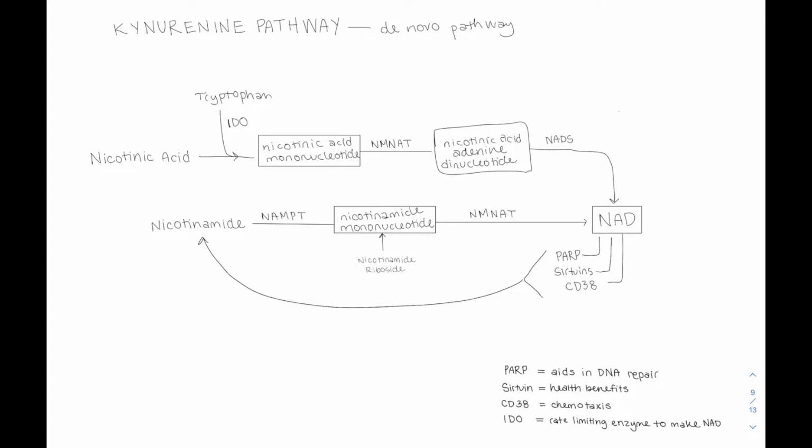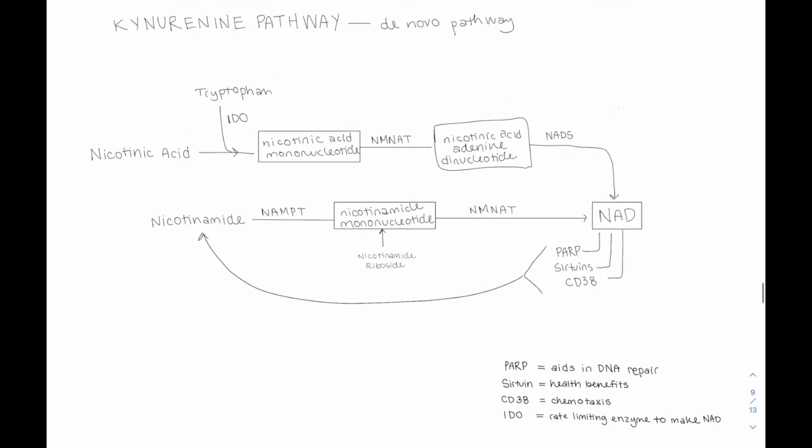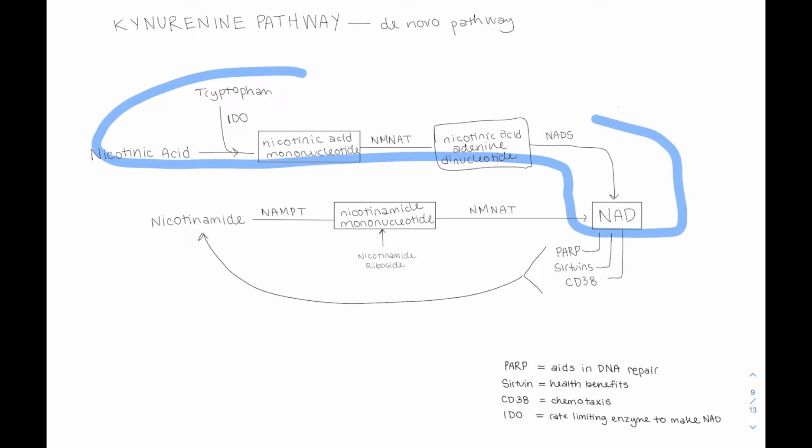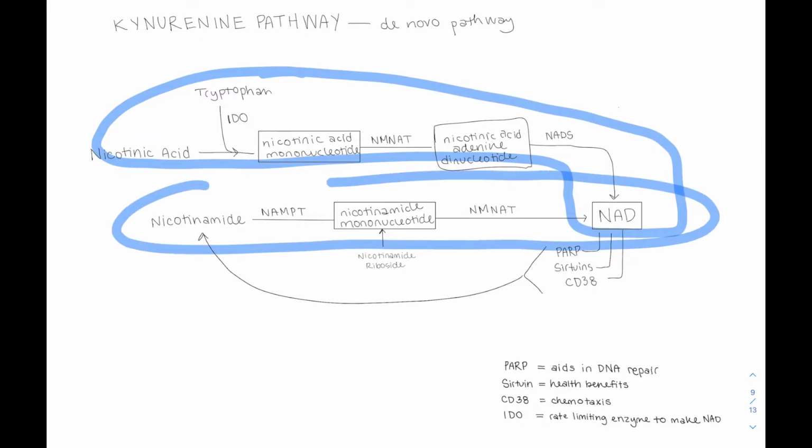So now I think we're ready to move on. As you can see, it splits it up. Well, this pathway is our de novo pathway. This pathway to make NAD is our salvage pathway.